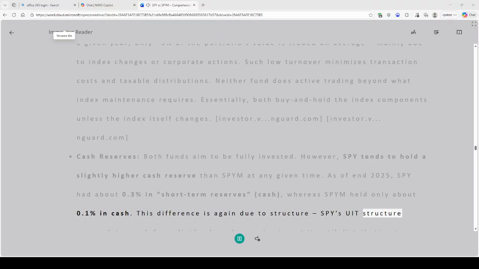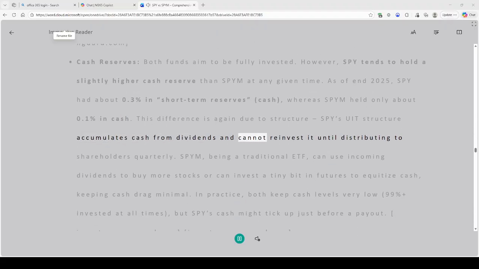SPY's UIT structure accumulates cash from dividends and cannot reinvest it until distributing to shareholders quarterly. SPYM, being a traditional ETF, can use incoming dividends to buy more stocks or can invest a tiny bit in futures to equitize cash, keeping cash drag minimal. In practice, both keep cash levels very low, 99% plus invested at all times, but SPY's cash might tick up just before a payout.